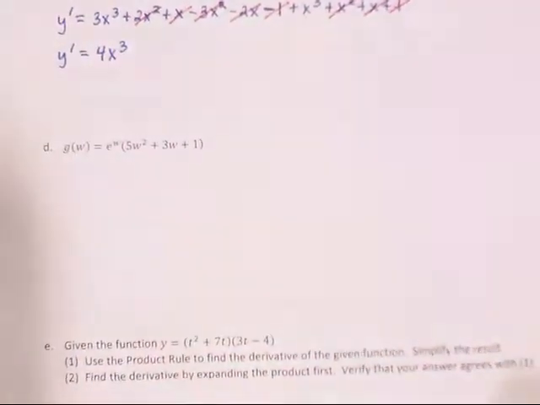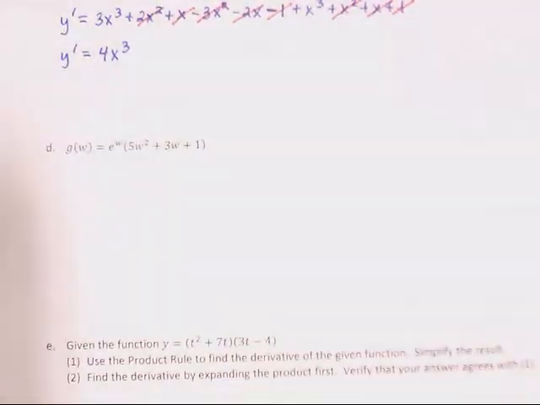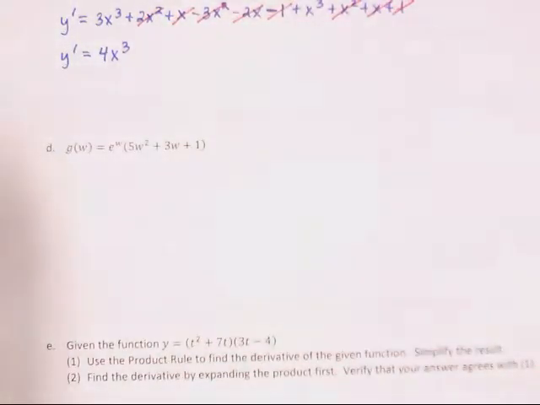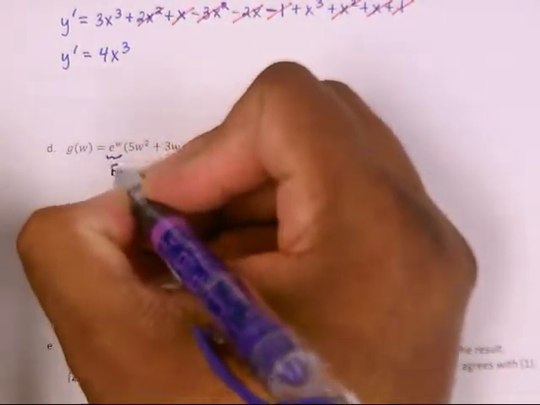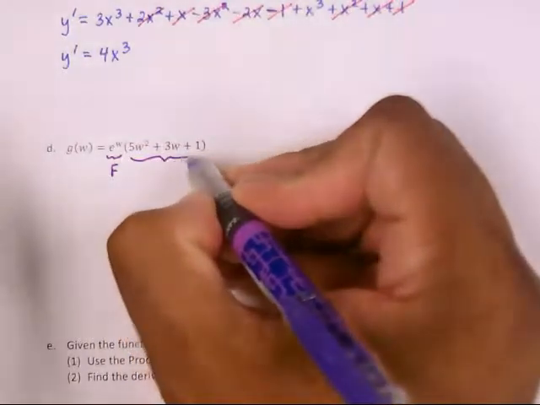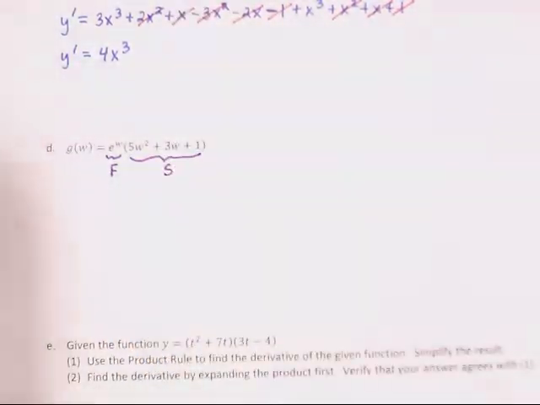Okay, here's another one. Here we got g of w is equal to e to the w times the quantity 5w squared plus 3w plus 1. And I'm going to try to find the derivative of that particular function applying the product rule. In this case here, the first will be e to the w, and then the second will be 5w squared plus 3w plus 1.